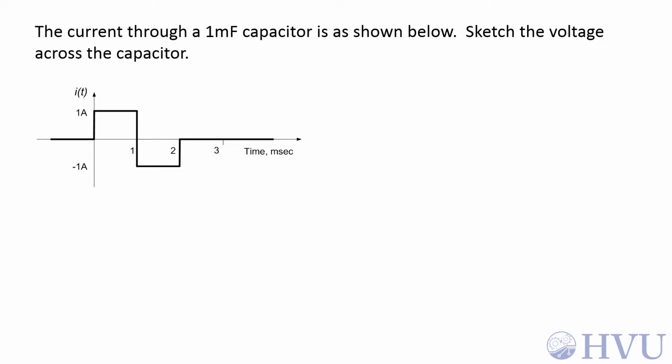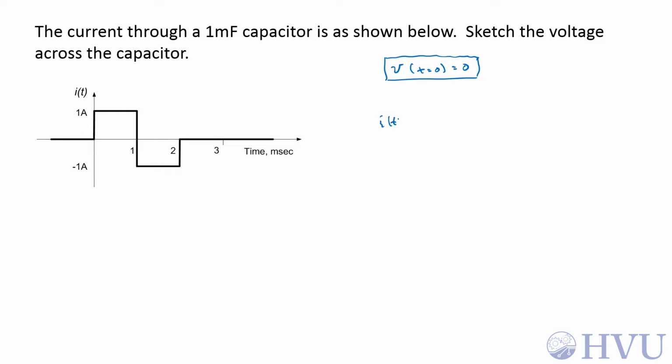Okay, here's the current through a 1 millifarad capacitor. I want to sketch the voltage across the capacitor. We're given that the voltage at t equals 0 is 0. There's no energy initially stored in the capacitor. The capacitor is said to be relaxed. We can do this a few different ways.